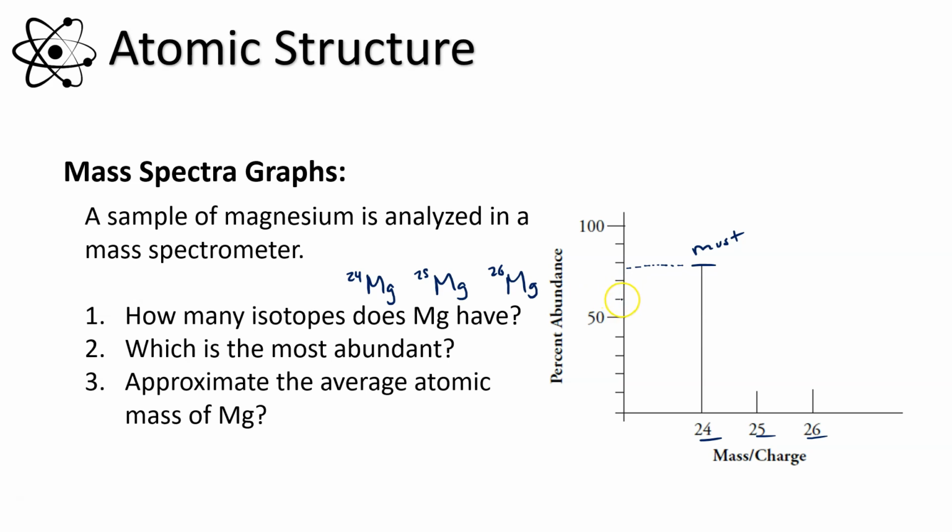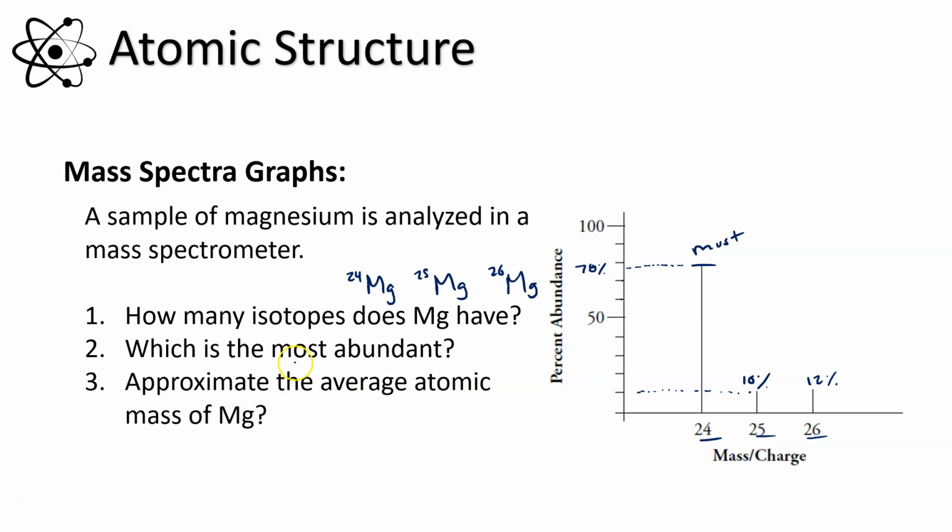Maybe somewhere around 50, 60, 78% as my best estimation. 25 and 26, of course, a whole lot less. Maybe 25 is around 10%, and the 26 looks like a little bit higher, maybe 11 or 12.